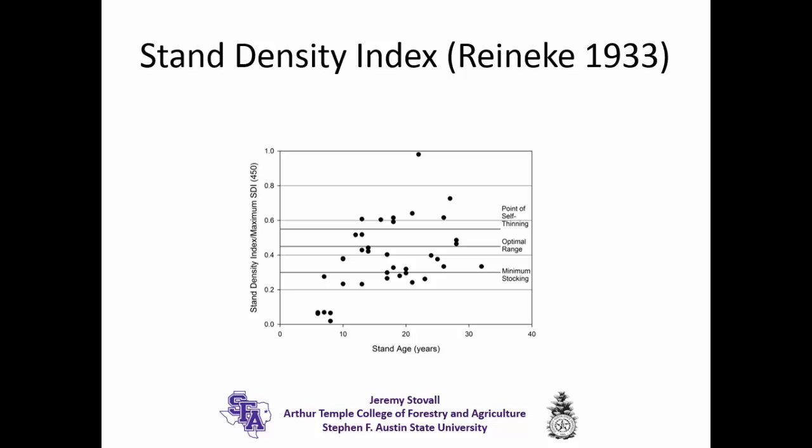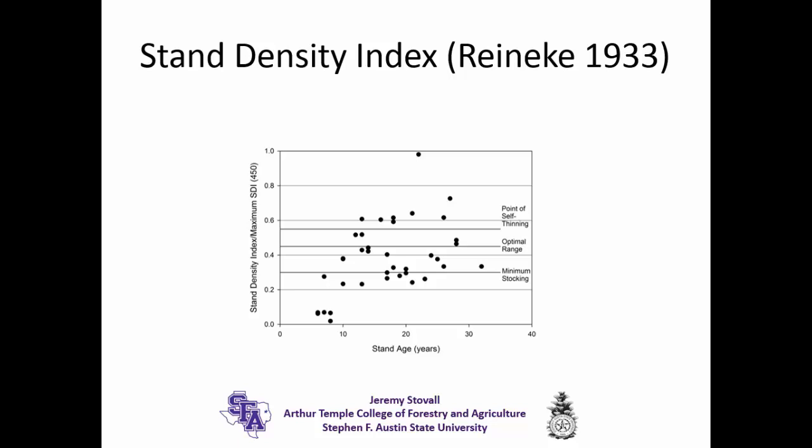We looked at Reineke's stand density index, and I won't go into this in much detail, but basically what you want to do is you want to keep a pine stand between this line down here, minimum stocking about 33% relative density, and this line right up here, about 45% relative density. Up at this line, about 55-58% is when you start seeing trees dying from just competition with other trees in the stand, and that's mortality.